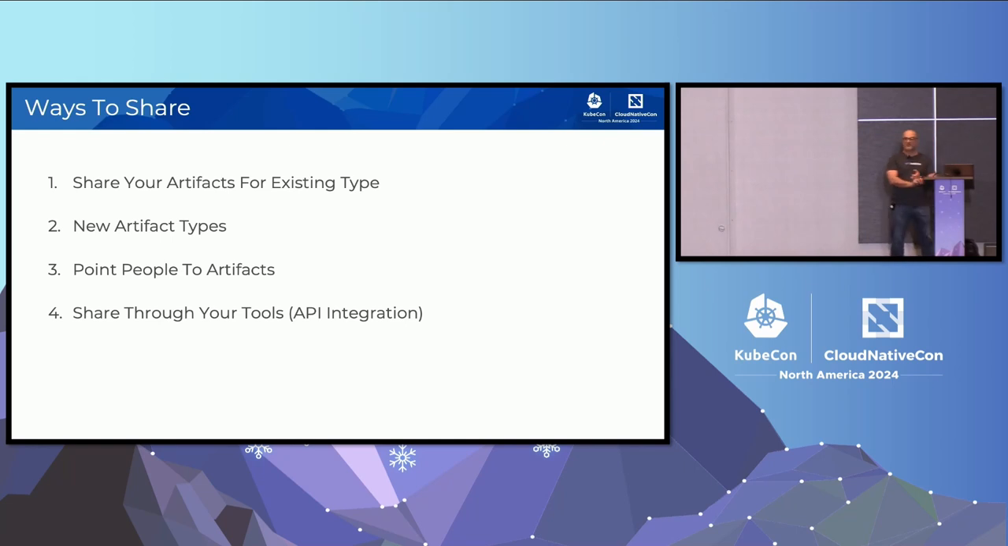You can share your artifacts for an existing type. So you've got something that you've got, your own artifacts for one of these, and you want to share them. We're going to talk about new types of artifacts because we're always open to new types of artifacts. How do those things get listed? What does that mean? We can point people to artifacts, right? So you've got some artifact, but now you want to tell people about it. Artifact Hub has some stuff to help you with that. And then you want to share through your own tools, right? You've got your own tools. Like I showed you the Helm integration. How does that work? And that's API integration. How can other tools do the same thing Helm does to make that experience better or easier?